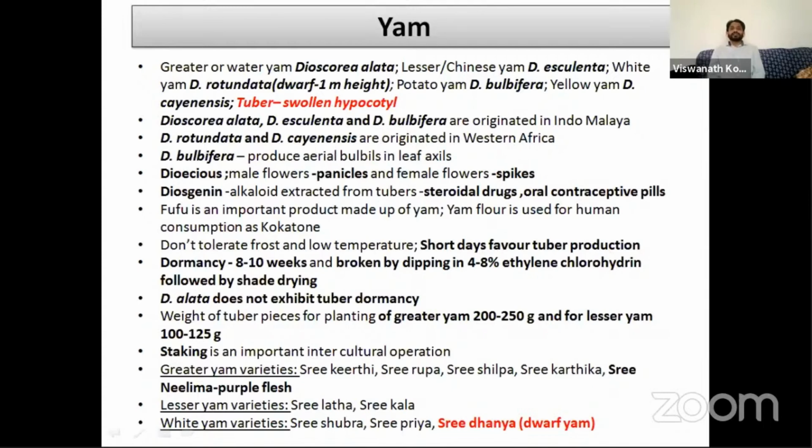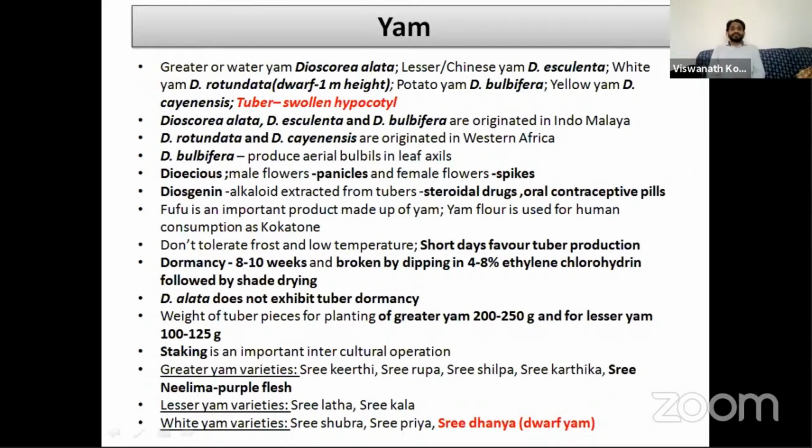There is another yam, potato yam or aerial yam, Dioscorea bulbifera. It produces bulbils in the aerial portion of the vine. In the leaf axils of the vine, it produces bulbils. And there is another yam, Dioscorea cayenensis, which is yellow yam. Here the tuber is the swollen hypocotyl. In taro, the edible portion is a stem modification. The edible portion in yam is the swollen hypocotyl.